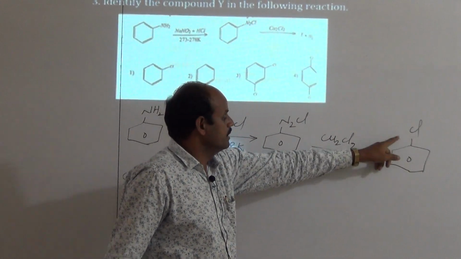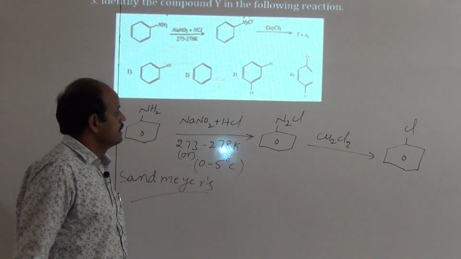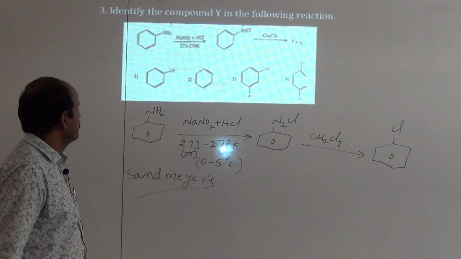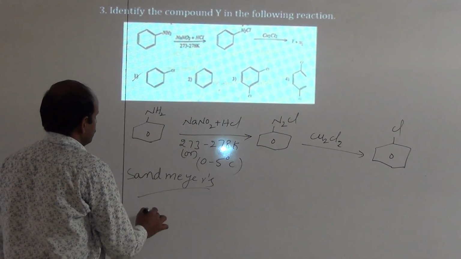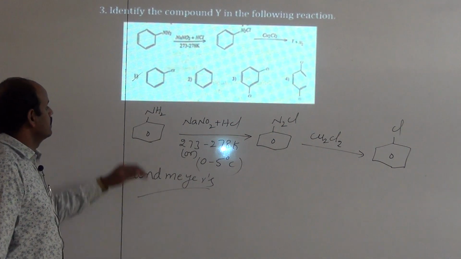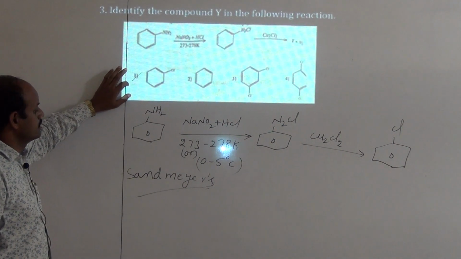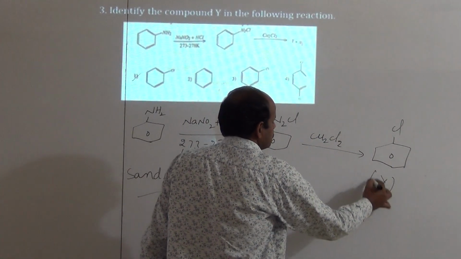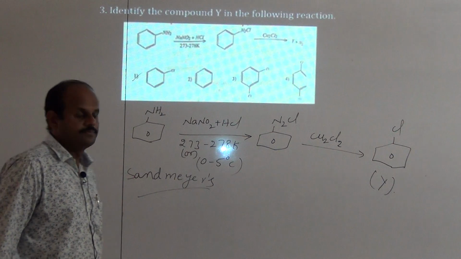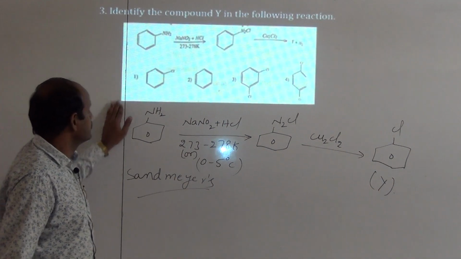Thus we get chlorobenzene. So what is the answer? Chlorobenzene. Where is it? Yes, in the first option they gave chlorobenzene. So what is the correct answer? The first option is the correct answer. Y is chlorobenzene. Okay, it is the Sandmeyer reaction.